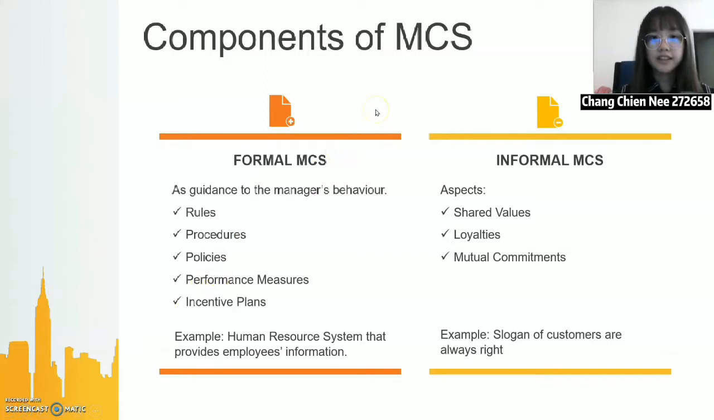The MCS consists of two components, which are formal and informal MCS. A formal MCS includes the rules, procedures, policies, performance measures, and incentive plans that guide the behavior of managers. One of the examples of formal MCS is the Human Resources Department that could provide information on employees' recruitment, training, absenteeism, and accidents incurred.